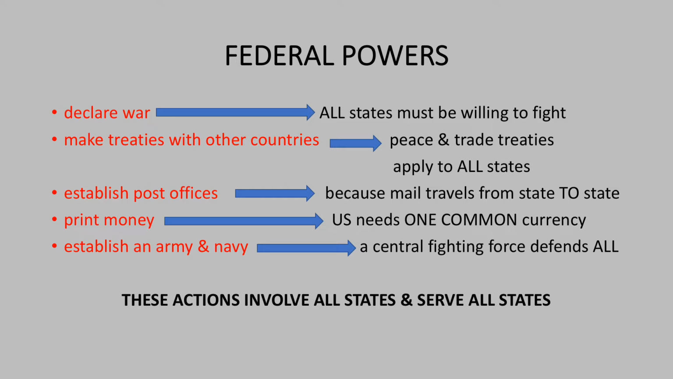Printing money, you may recall that under the Articles of Confederation, every state in the original 13 had its own money, and that was a disaster. Nobody knew how much the money was worth and had trouble trading, and so a common currency is a federal power. And finally, establishing a single army and a single navy, and today a single air force, is a federal power because we all have to rely on that one fighting force.